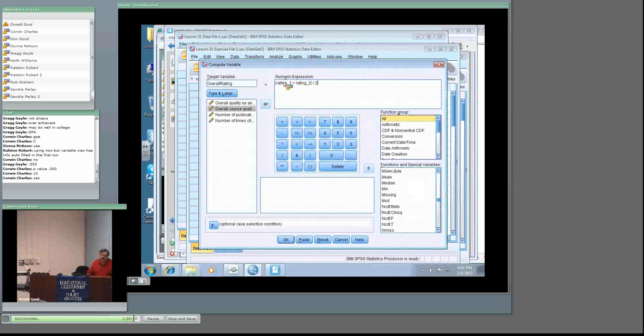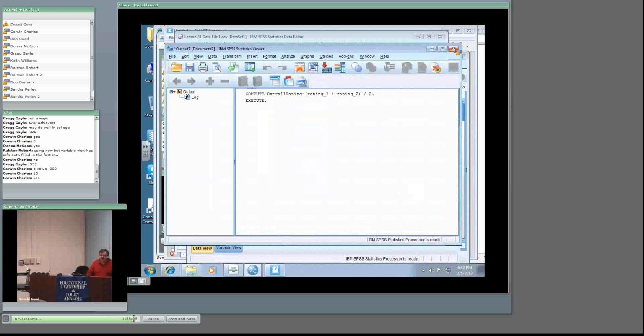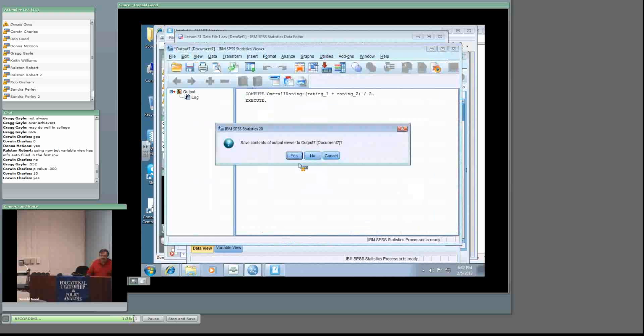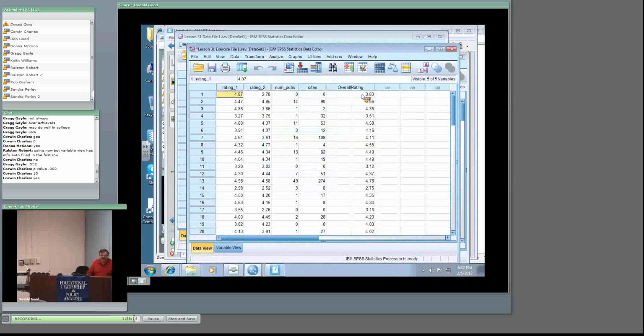So if I click OK, look at what I'm going to have in my new data view window now. Anytime you do something, it gives you an output window that says, hey, I did something. I don't want that. I know it did something. I've got an overall rating of 3.83. That is the average of rating 1 and rating 2. So I've got these overall averages. So I could combine variables like this.